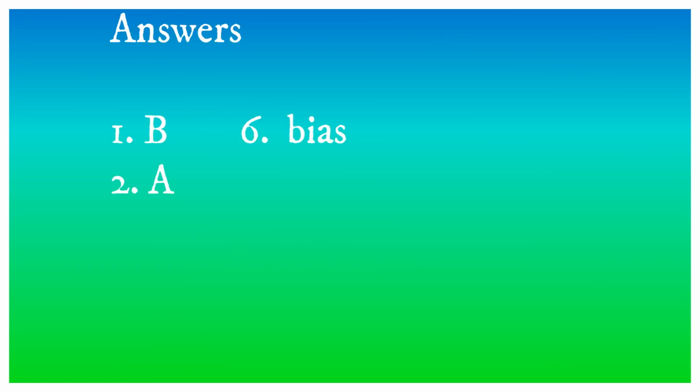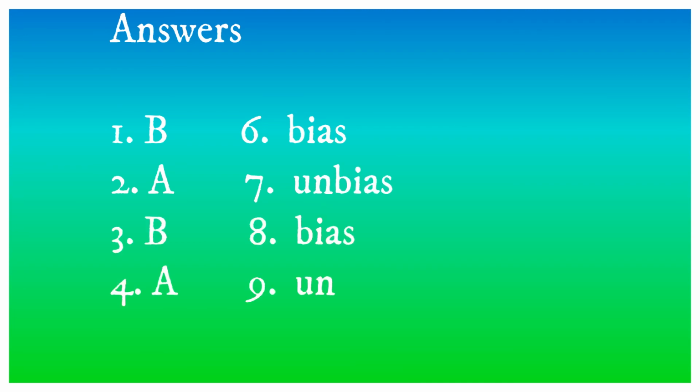Let's check your answers. 1. B. 2. A. 3. B. 4. A. 5. C. 6. Bias. 7. Unbiased. 8. Bias. 9. Unbiased. 10. Bias. Did you get it all?